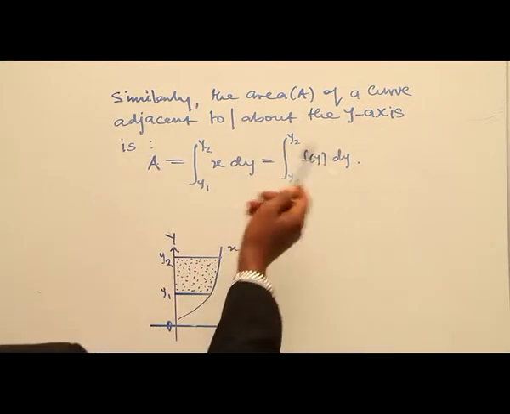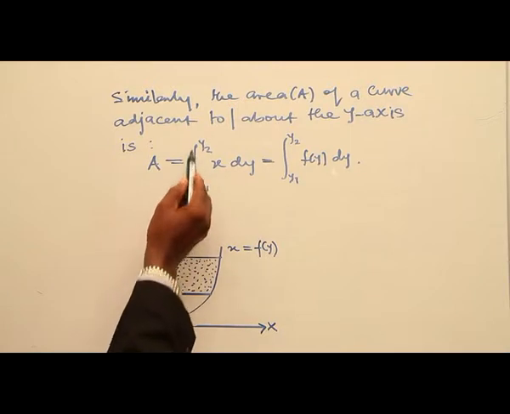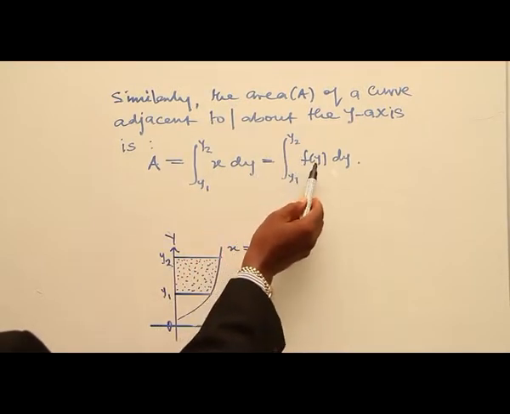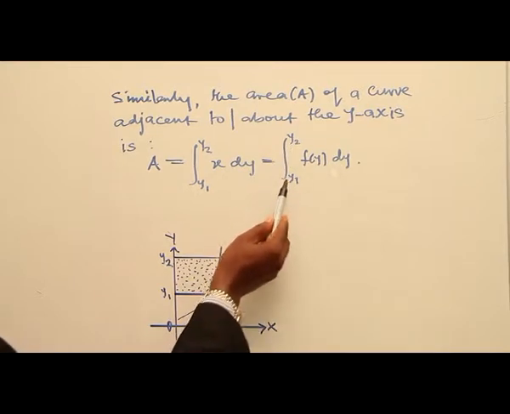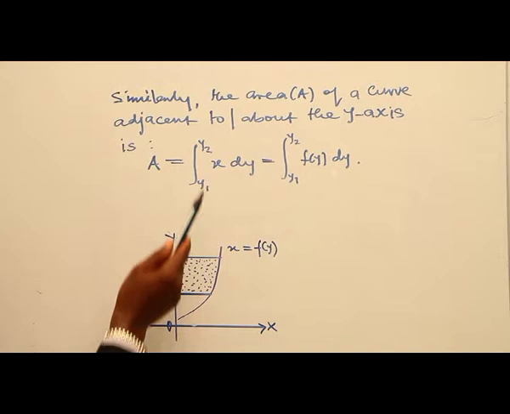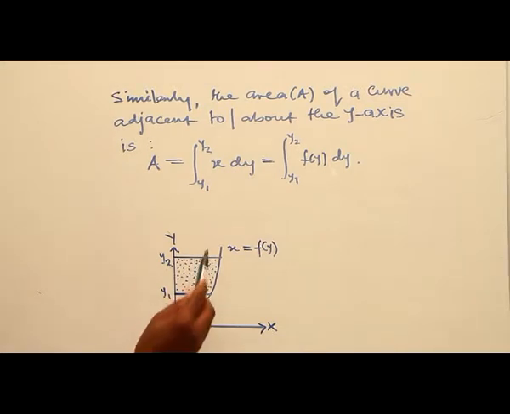Similarly, the area A of a curve adjacent to or about the y-axis is area A equal to the integral of s dy from y1 to y2, which is equal to the integral of f of y dy from y1 to y2. This is represented by the diagram below. Here is a curve, and this curve is s equal to f of y. Now, we are looking at the area between this point y1 and y2, the shaded portion here. To find the area of this shaded portion, we have to use the formula s dy from y1 to y2 as indicated above. So this is a situation where the curve is adjacent to the y-axis or is about the y-axis.